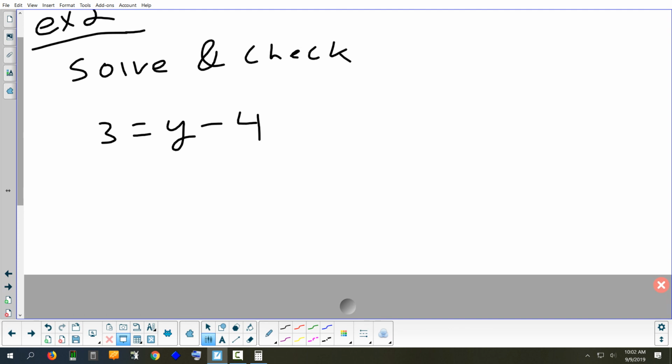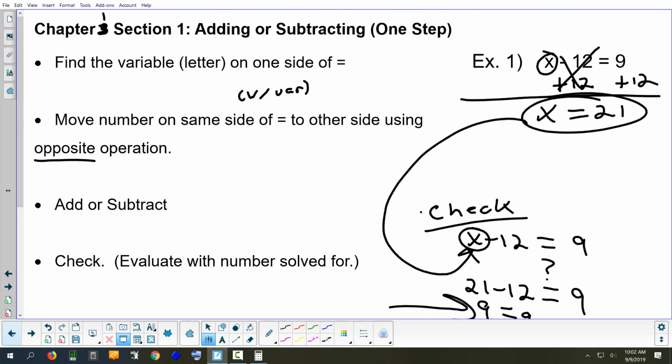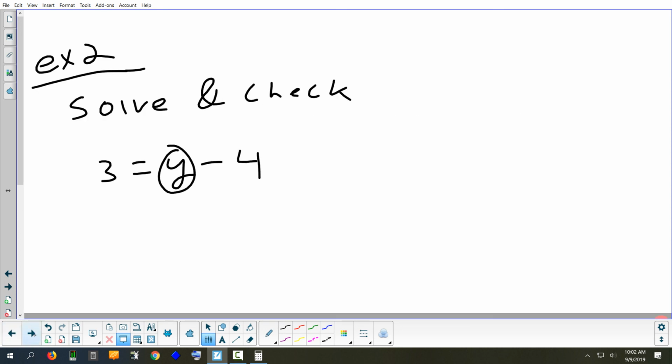All right, so solve. Step 1. What's step 1? Make sure you can identify the variable. What's the variable here? Y. Okay, so we know that's what we want to get by itself. Let's look at our next step: move the number on the same side with the variable using the opposite operation.